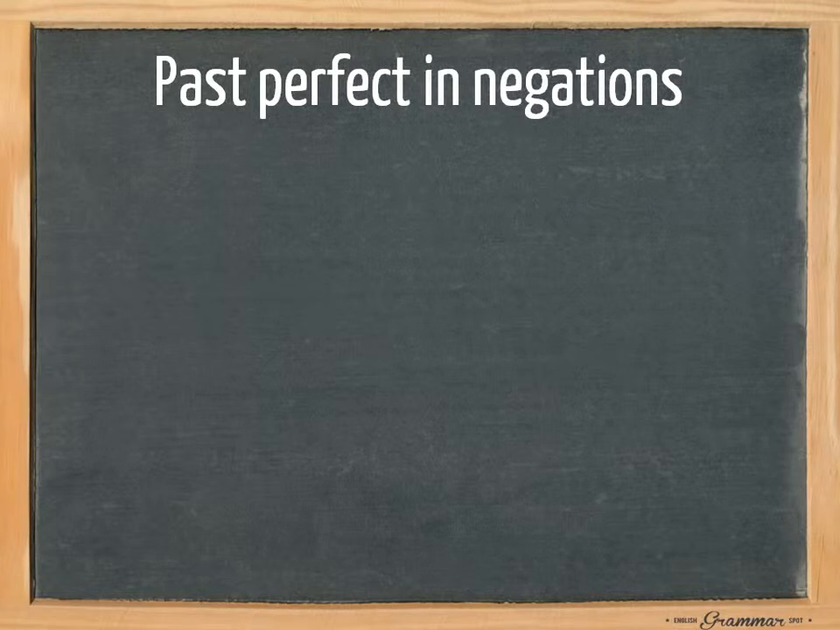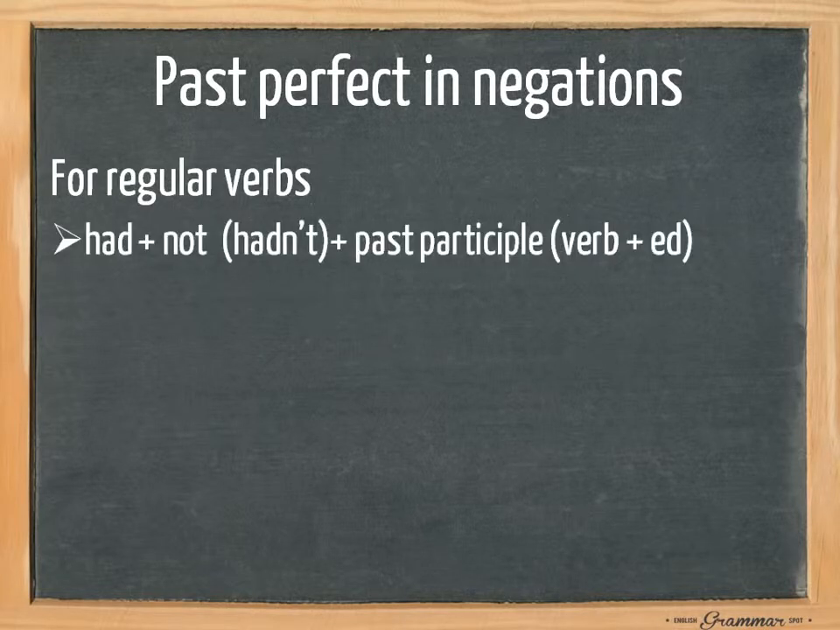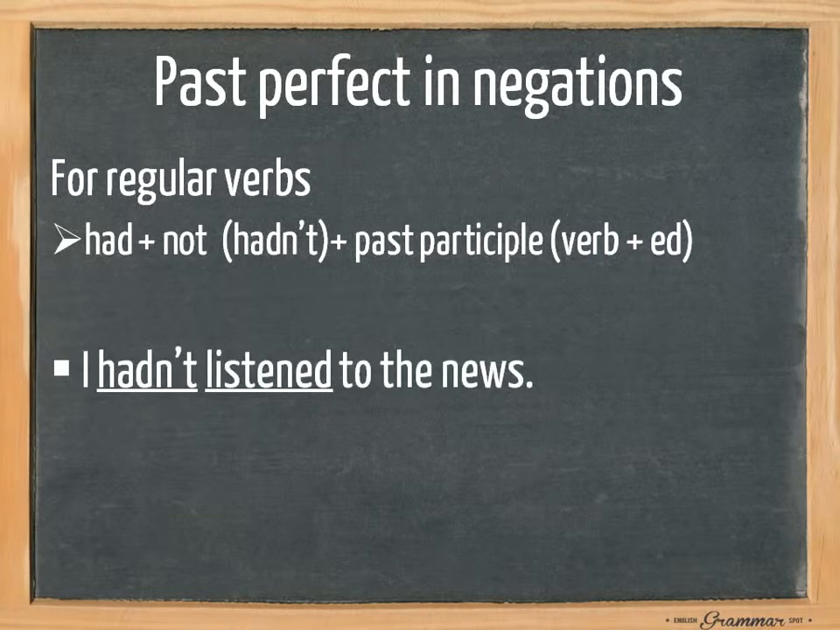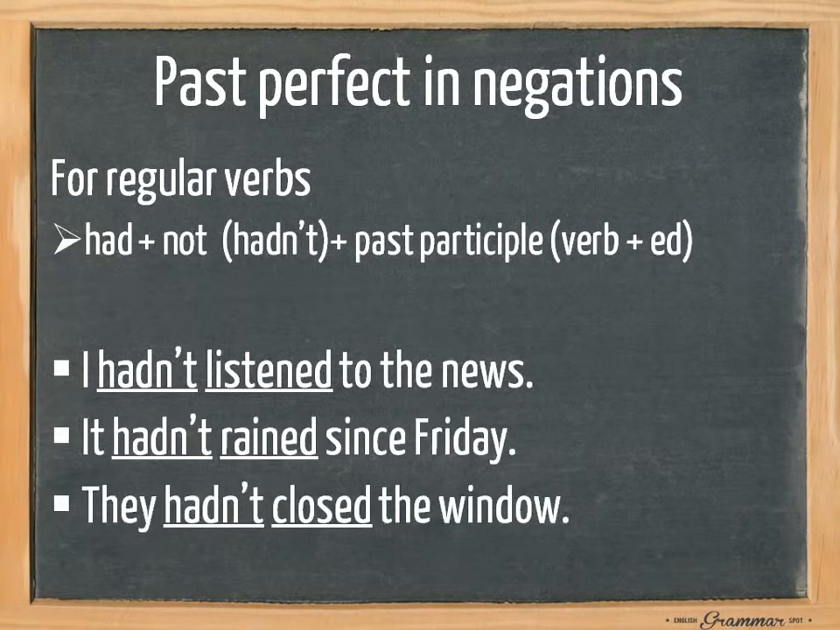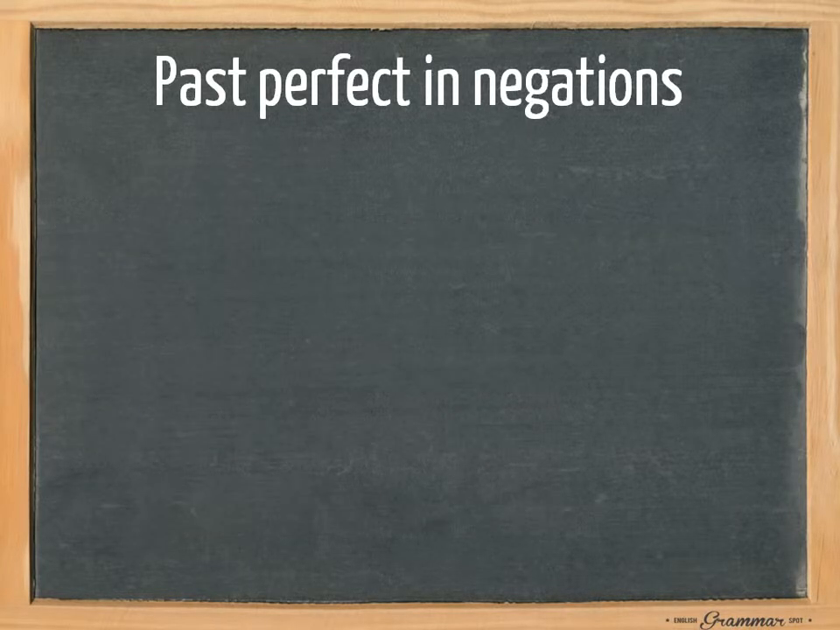Let's have a look at the past perfect in negations. First again for the regular verbs, we use had plus not, contracting it into hadn't, and the past participle, which again is made by adding ed to the base form of the verb. I hadn't listened to the news. It hadn't rained since Friday. They hadn't closed the window.